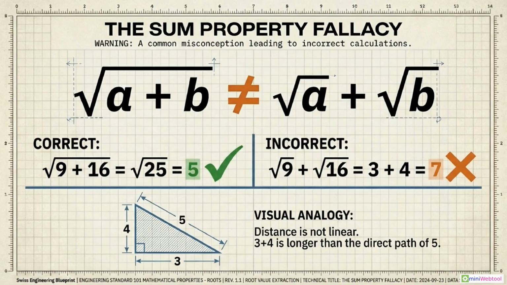A common misconception is the sum property fallacy. The square root of a sum is not equal to the sum of the square roots. This can be visualized using geometry, where the sum of 2 sides of a right triangle is longer than the hypotenuse.